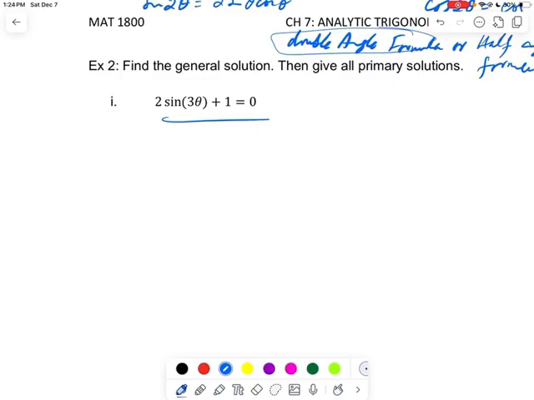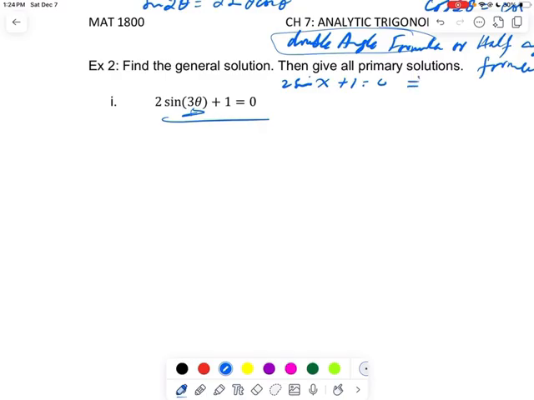Now note here that we have 2 times sine of 3 theta. So usually we had sine of theta or cosine of theta, and we were able to solve so many different kinds of those trig equations, but here now it is 3 theta. So how do we deal with it? Well, we start the same way that we would solve a simple equation like 2 times sine of x plus 1 equal to 0.